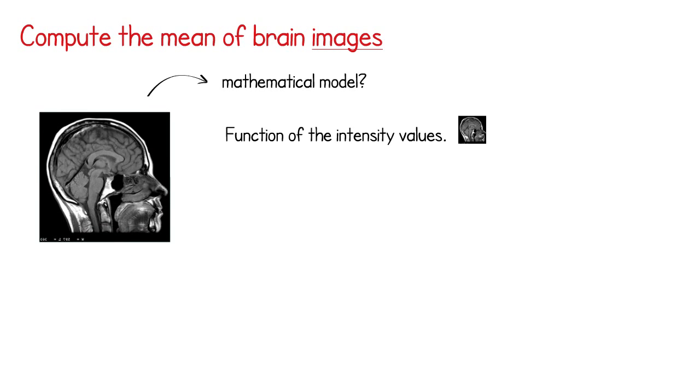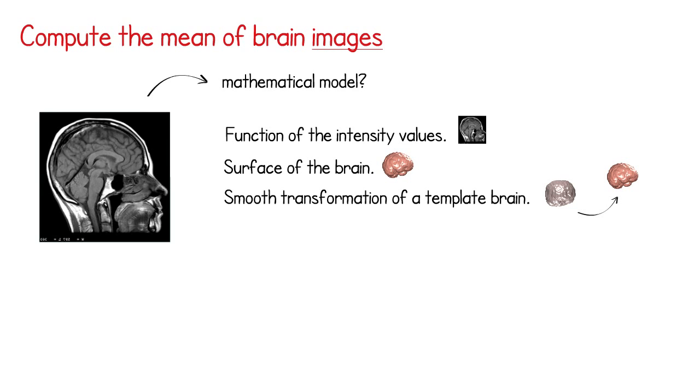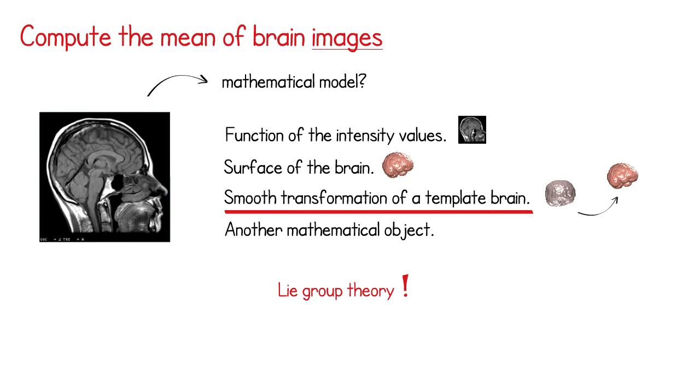So, let's compute the mean of brain images. First, you need to convert them into mathematical objects. This image, for example, can be modeled as the function of its intensity values, the surface of the brain represented, the smooth transformation of a template brain, or another mathematical object. The Lie group theory arises from the third model. As the goal of this video is to present Lie groups, let's choose this model.